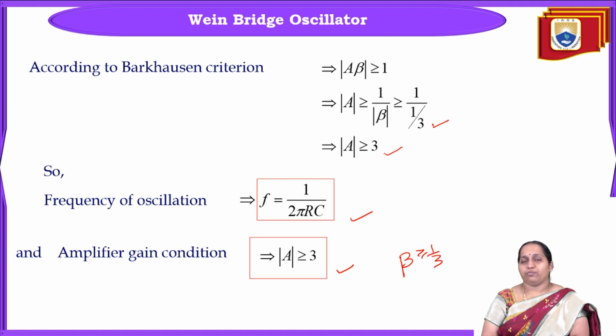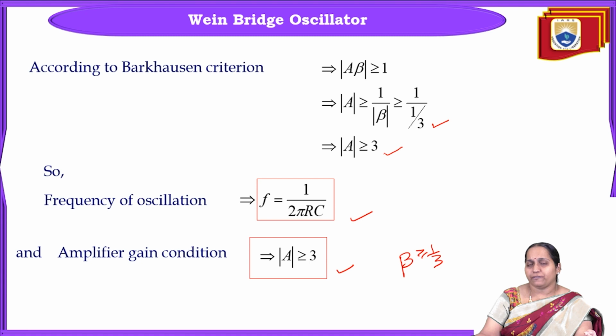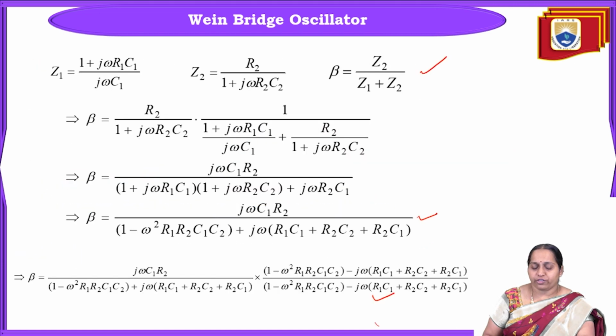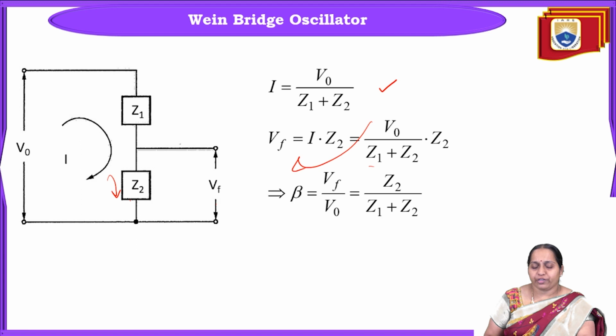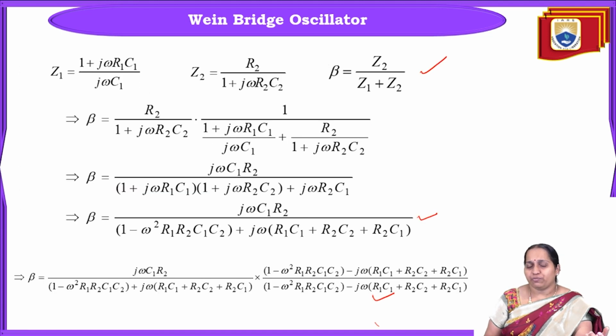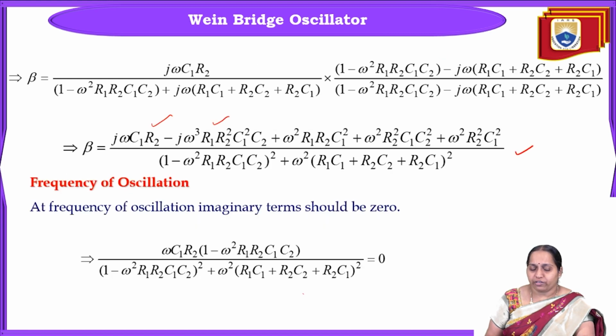So this is about Wein bridge oscillator. We will just calculate the impedance caused by the reactive elements, Z1 and Z2. And we'll have a KVL of this circuit. We'll write equations for V0 and Vf. Then finally derive beta equal to Vf by V0, that is Z2 by Z1 plus Z2. Substituting all the values of Z1 and Z2, you will have beta equal to the final equation.